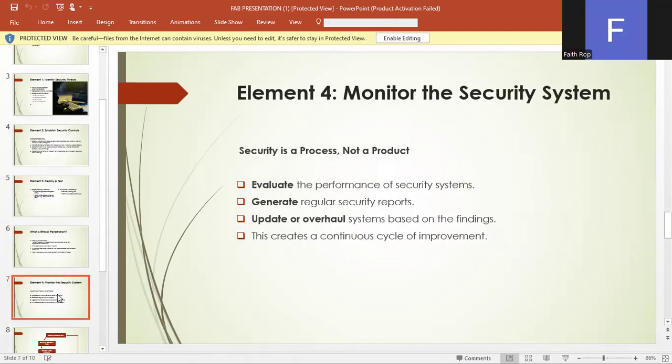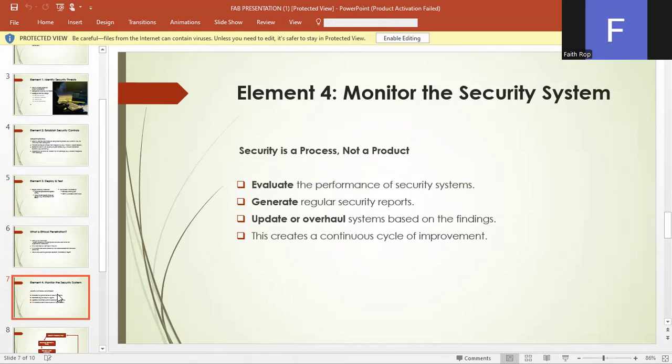Then we move to the monitoring of the security system. Security is a process, it's not a product. Security is not a one-time task, it is a continuous process. Once the systems are in place, they need regular monitoring and review to stay effective.